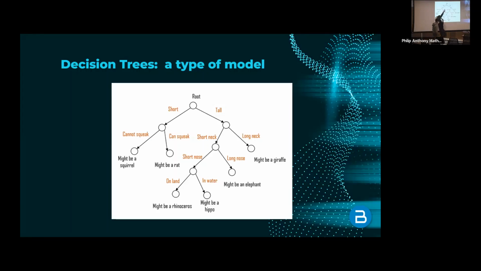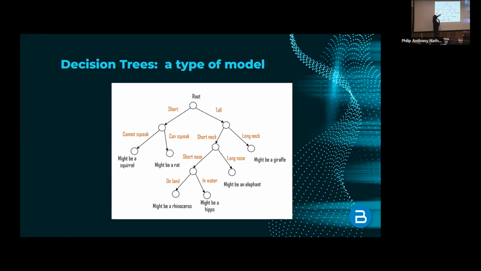Starting at the root node once again, let's say this time that the height attribute of the animal was short. So you would travel down from this root node to this node because it's short. And now you ask the binary question, does it squeak? Let's just say that it can squeak. So we go down from this node to this node, and then we can determine that our model predicts that the animal we have right here might be a rat.